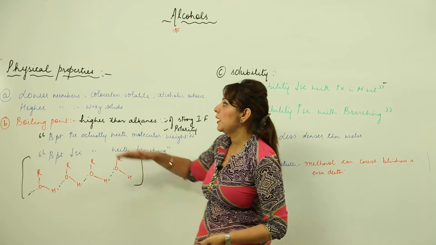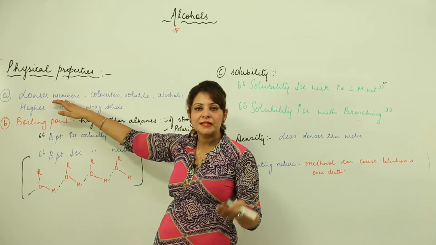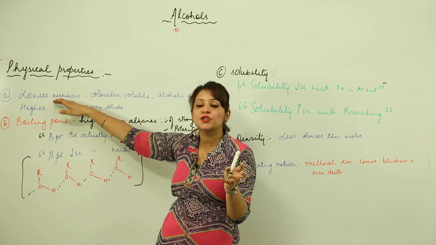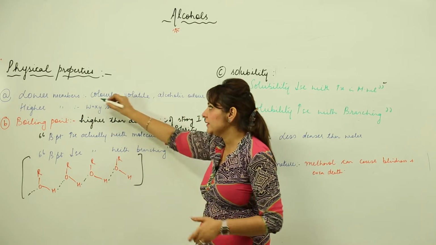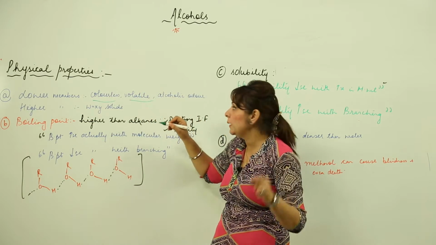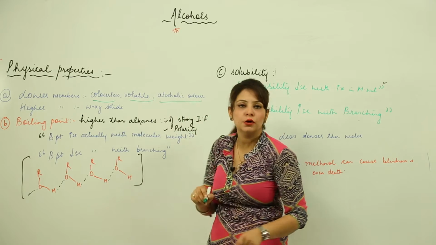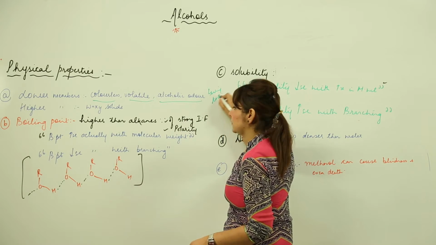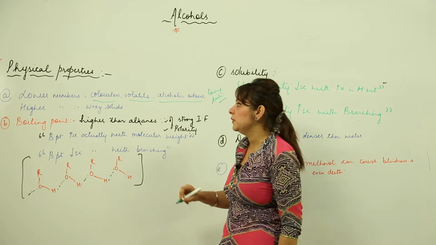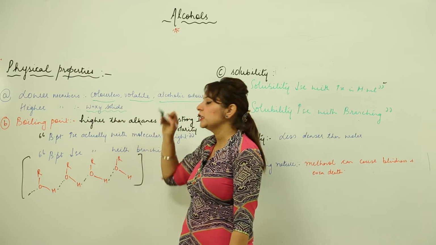If we talk about the lower members of alcohols, that is methanol, ethanol and so on, which have less molecular weight, they are colorless, volatile, meaning they can escape, and they have an alcoholic odor. If we talk about taste, they have a burning taste. But the higher members are waxy solids.